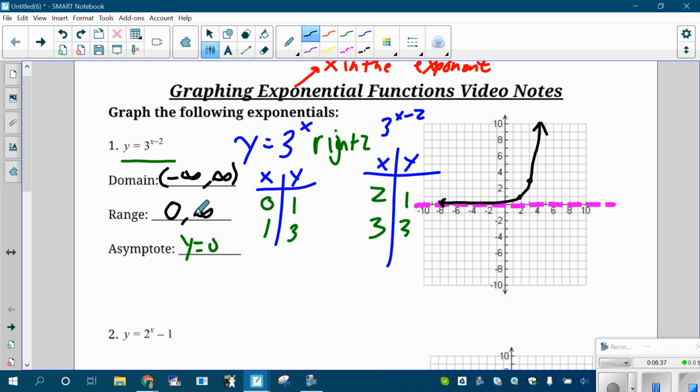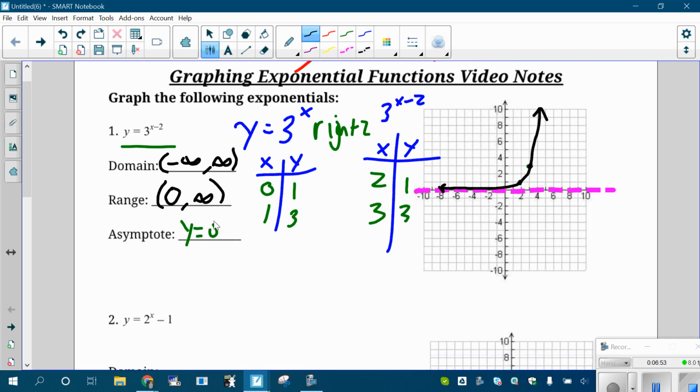Remember, range is your y value, so the lowest y value is the asymptote, and the highest y value is infinity. We don't actually touch the asymptote, so we're always going to put a parenthesis there. Okay? That's it. This exponential stuff's not going to be too bad.